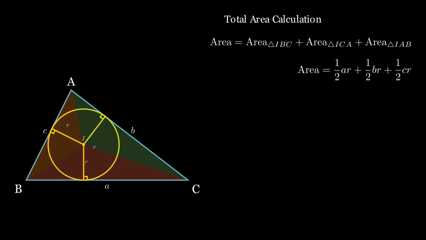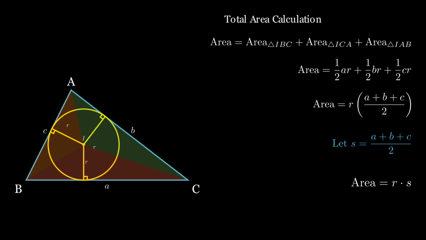Since r is common to all the three terms, let's factor it out. We are left with r multiplied by half the sum of the sides. As the sum of the sides is the perimeter, half of that is called the semiperimeter, denoted by S. On putting S back into our equation, we get the elegant relationship: the total area equals the inradius times the semiperimeter.